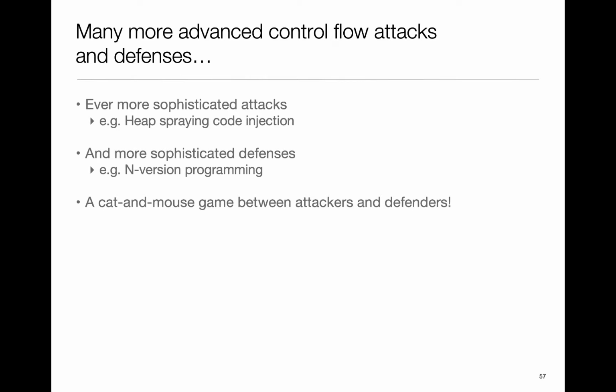There are even more sophisticated attacks, such as heap spraying and code injection, and more sophisticated defenses such as N-version programming. At the end of the day, this is a cat and mouse game, as we've seen in the past with the non-executable stack being circumvented by return-oriented programming. And it's always going to keep on going in the security space between attackers and defenders. And it's our job to continue the pursuit of perfect programming practices for perfect security. And with that, I'll conclude this section of the talk.